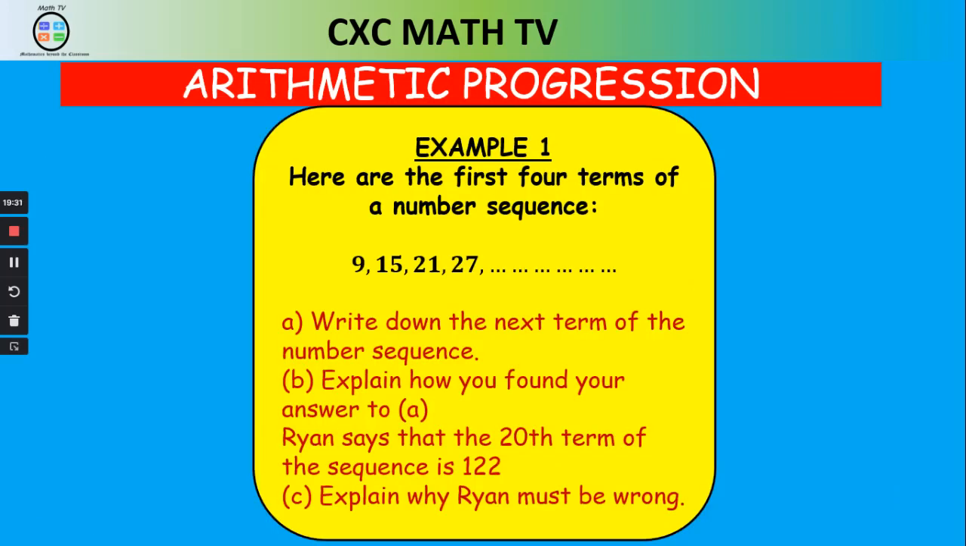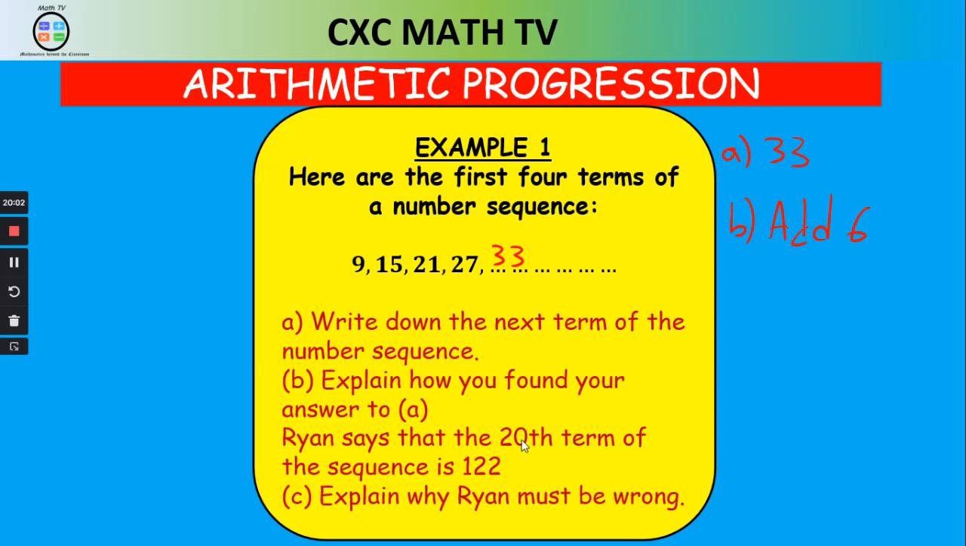It says write down the next term of the sequence. Without doing anything, we quickly can realize the next term is 33, right? Explain how you found your answer. Realize you're adding 6. Now, part B, so we can tell them that we're just adding 6, right? Just out of simplicity, we tell them, so all we did was just add 6.